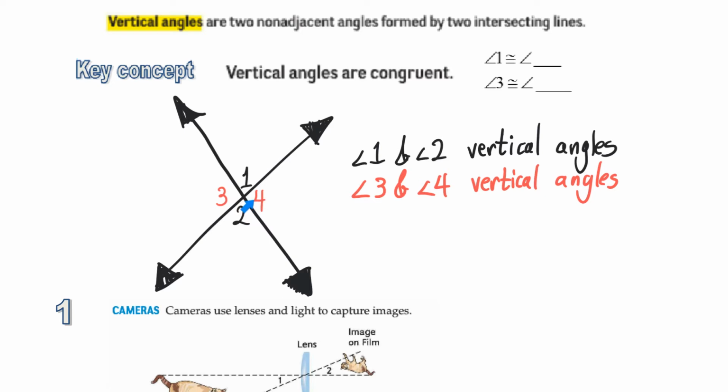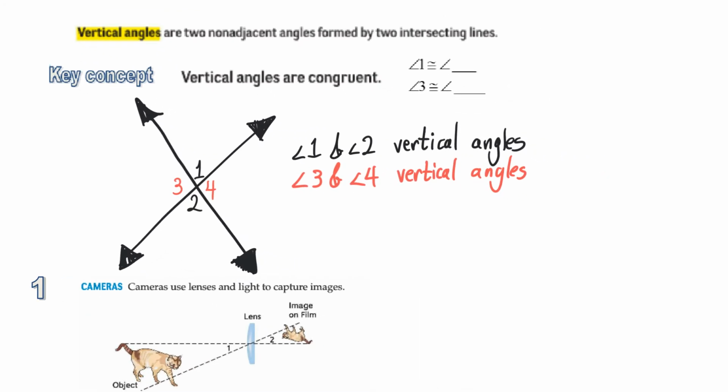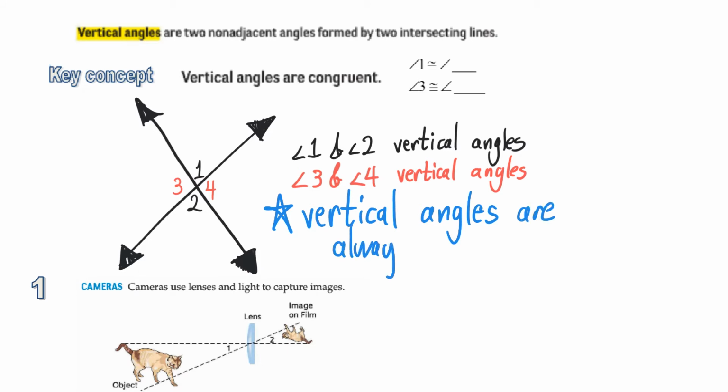Now we're going to talk a lot more about this tomorrow, but this is just to get it in your mind for right now. But here's the most important thing. This is what you need for sure. Write this down: vertical angles are always congruent. And what does congruent mean? Same. They're the same. They're equal.